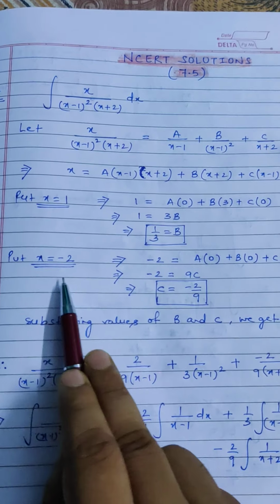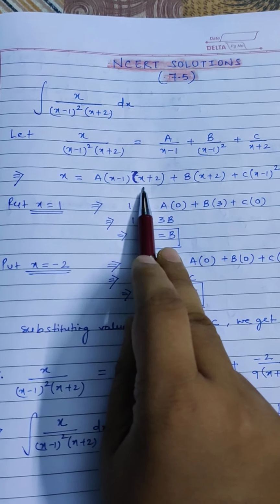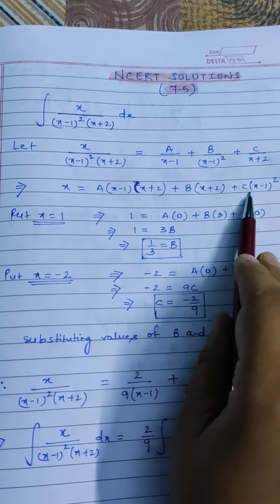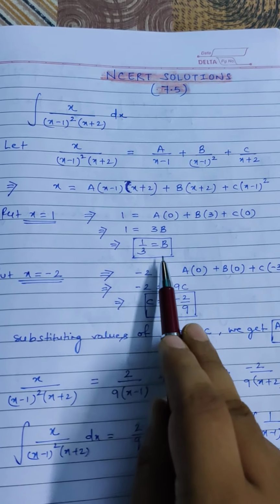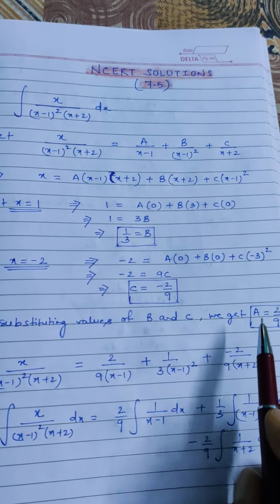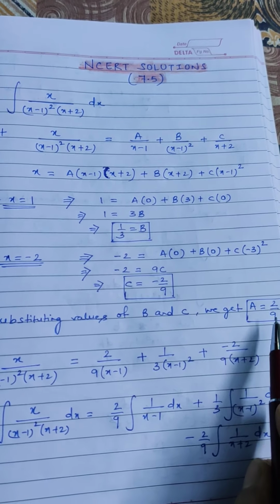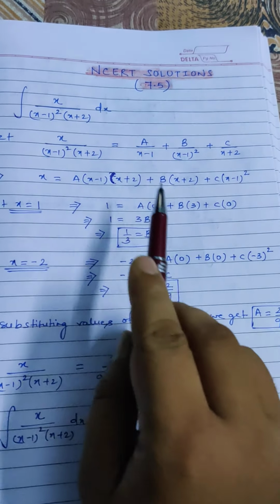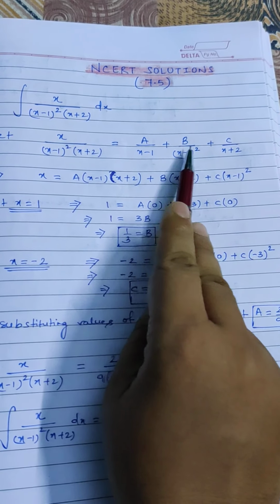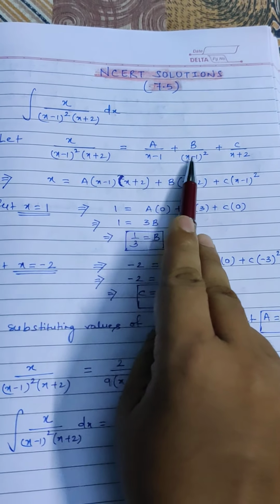Similarly, I put x equal to minus 2 and then this function becomes 0 and this function becomes 0. So I got the value of c as minus 2 by 9. Now putting these values again in the function, I will get the value of a, which is 2 by 9. So finally I got the values of a, b and c. Now again putting these values in place of a, b and c, instead of solving this integration as a whole, we have to solve this individually.